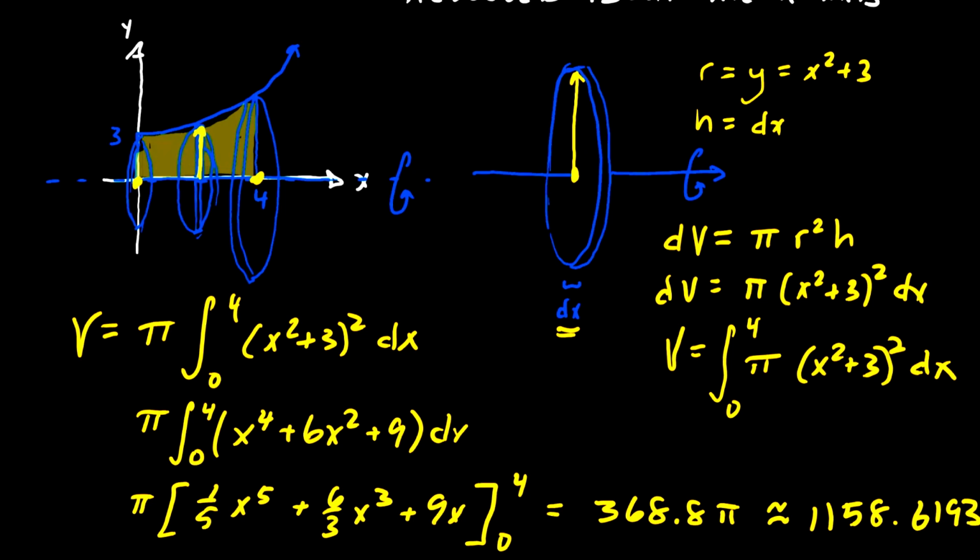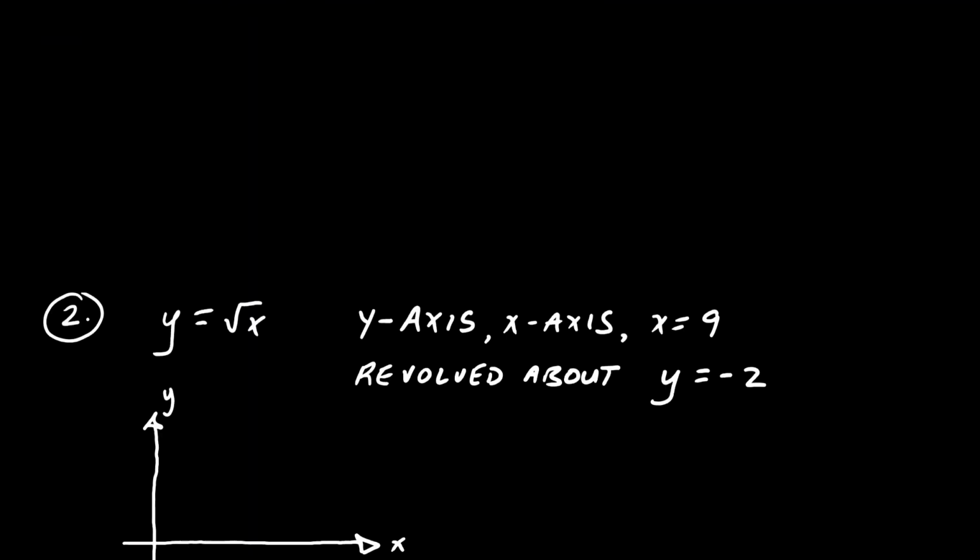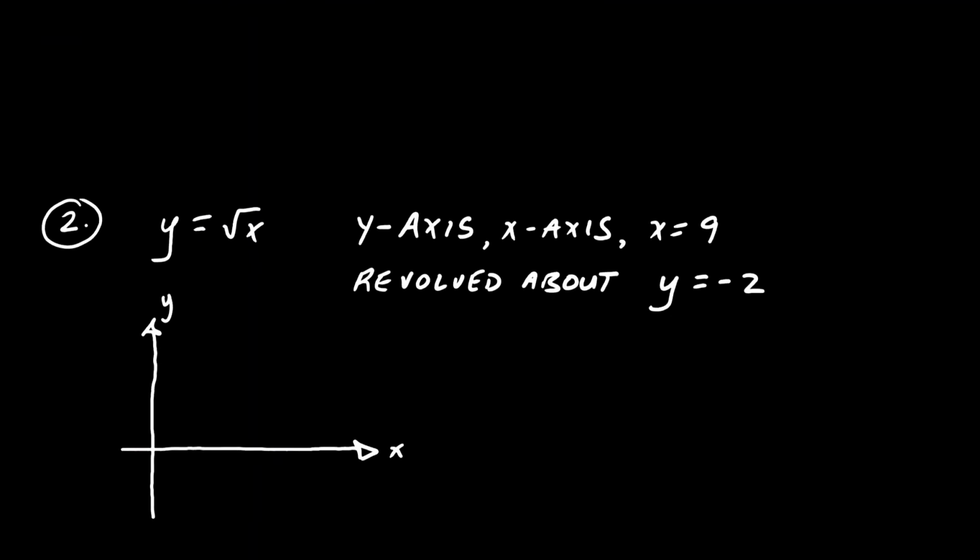In our next example, we'll look at a very similar problem, but now we have a generalized approach. We're going to look at y equals root x bounded by the y-axis, the x-axis, x equals 9, and we'll revolve it about the line y equals 2. So it's no longer just the axis.